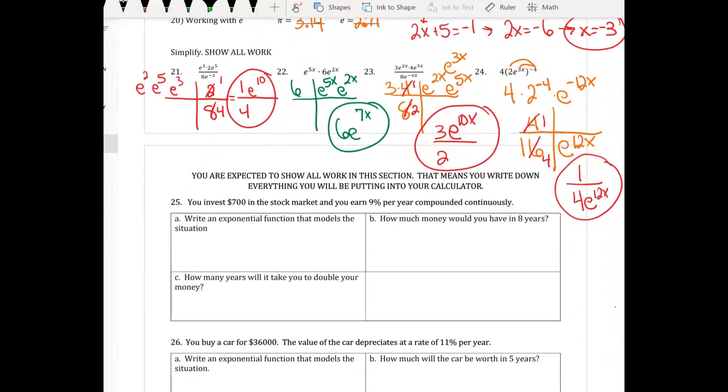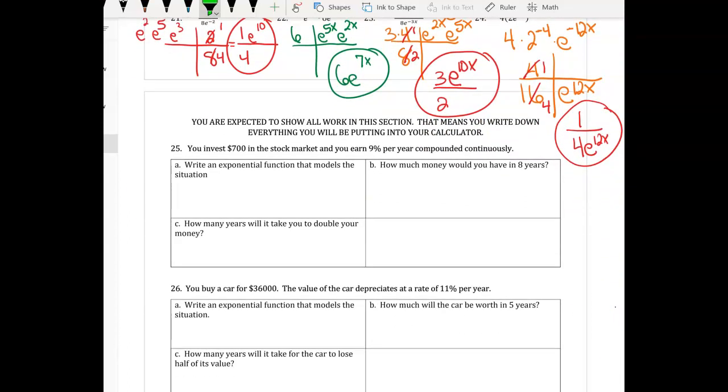All right, last part. Here are the word problems. You will have your takeaway page, so just pay attention to which formula you need and what happens. So you invest $700 in the stock market and you earn 9% per year compounded continuously. So that's that third formula, the exponential model. Now just a quick note here, you are expected to show all work in this section. That means you write down everything you will be putting into your calculator.